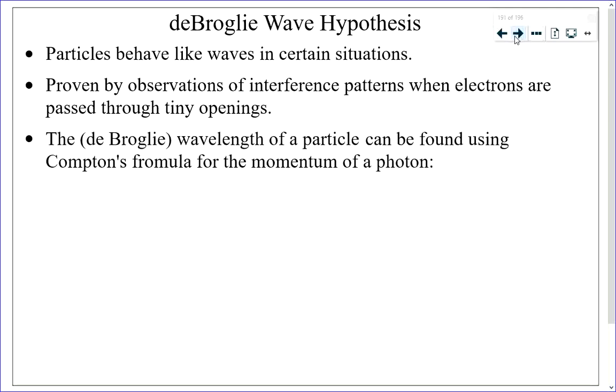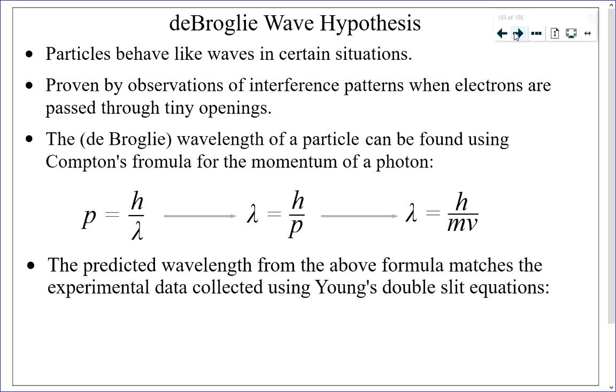The de Broglie wavelength of a particle can be found by taking Compton's formula, which is this, and doing a little bit of algebraic arranging. We rearrange this for the wavelength, first of all. So we flip the coin over to the other side. We say to ourselves that something like an electron has a momentum that can be found using mv. So we put mv in, and that's how we find the de Broglie wavelength. The predicted wavelength from the above formula matches experimental data collected using Young's double-slit formulas.